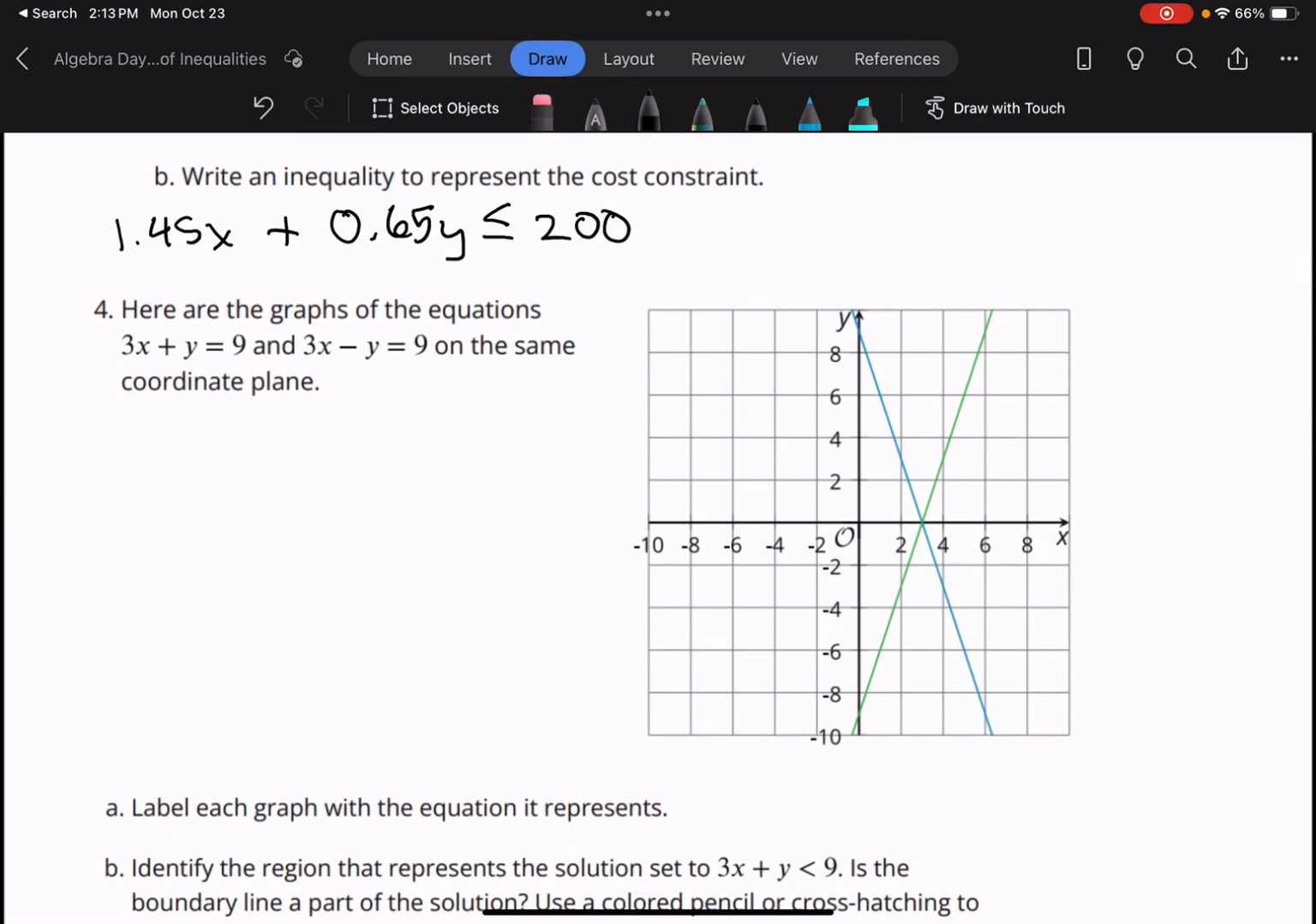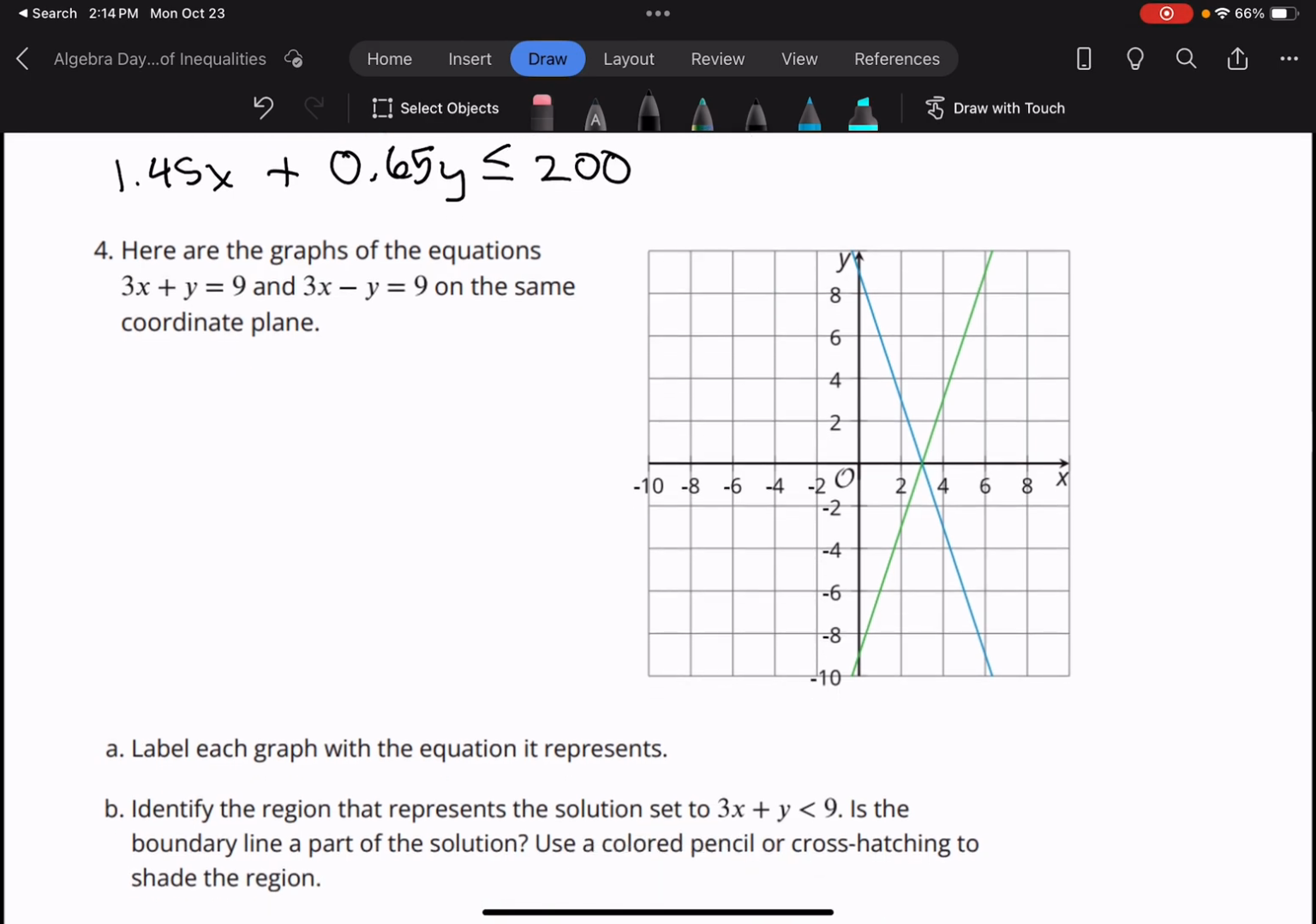Number 4. Here are the graphs of the equations 3x plus y equals 9 and 3x minus y equals 9 on the same coordinate plane. Label each graph with the equation it represents. So which of these, the blue graph or the green graph, is which graph? To do that, let's put them into slope-intercept form. So 3x plus y equals 9.